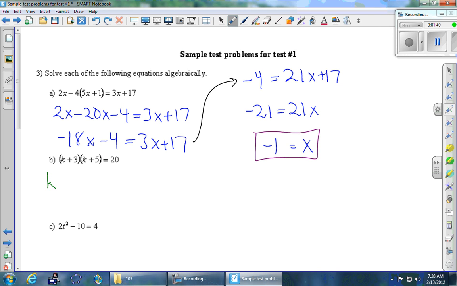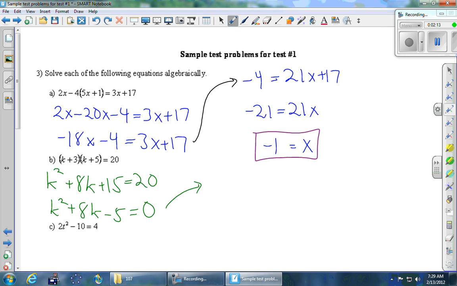So foiling on the left-hand side, we get k squared plus 8k plus 15 equals 20. This is a quadratic equation because of the squared. And generally, quadratic equations, you want them to equal 0. So let's bring the 20 over. And if we're lucky, we factor. You can spend a minute trying to factor that. I don't think it factors, which means our best bet is the quadratic formula.